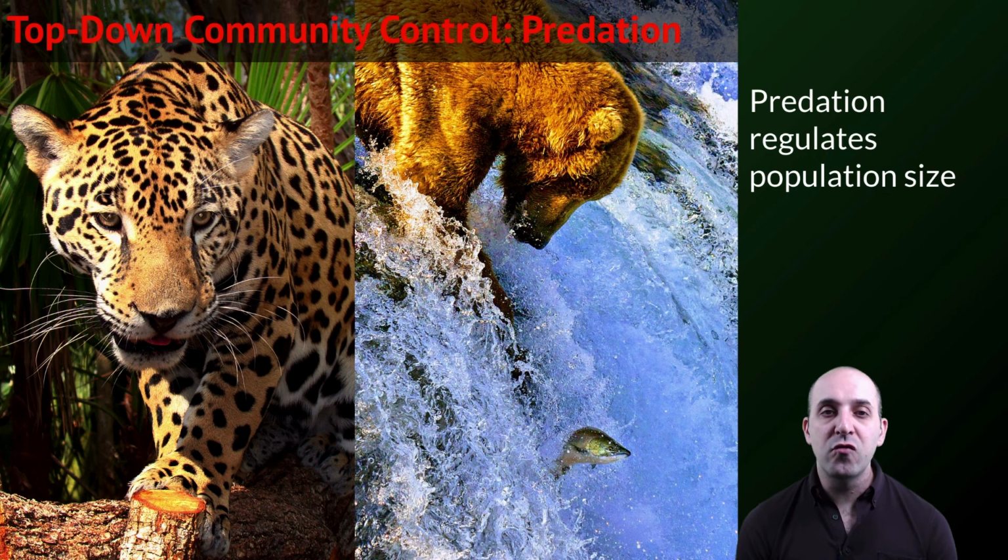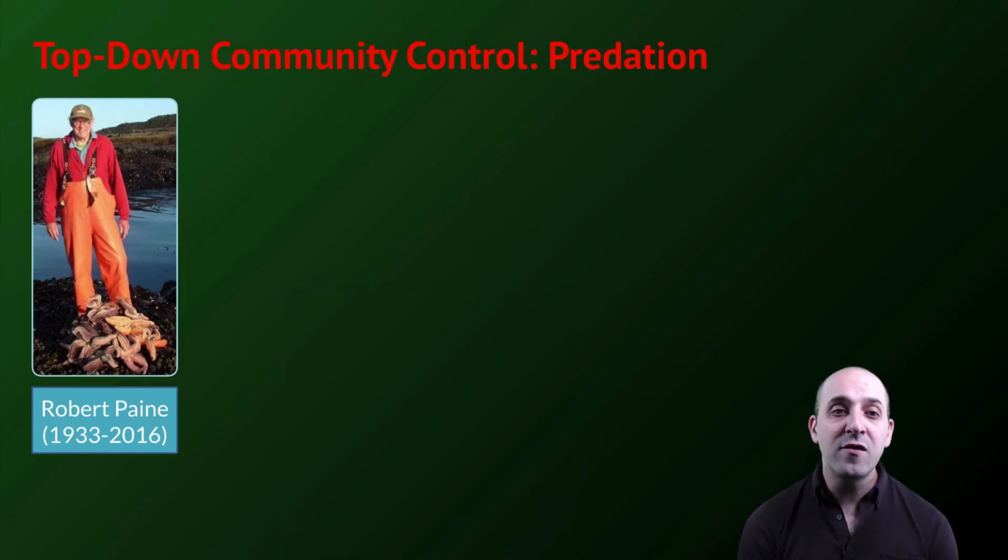The other way the community structure is controlled is top-down, or from predation. I'm sure that the role that predation plays in regulating population size is obvious to you, but just to make it a little bit more clear, let's go in and let's look at these relationships in finer detail.